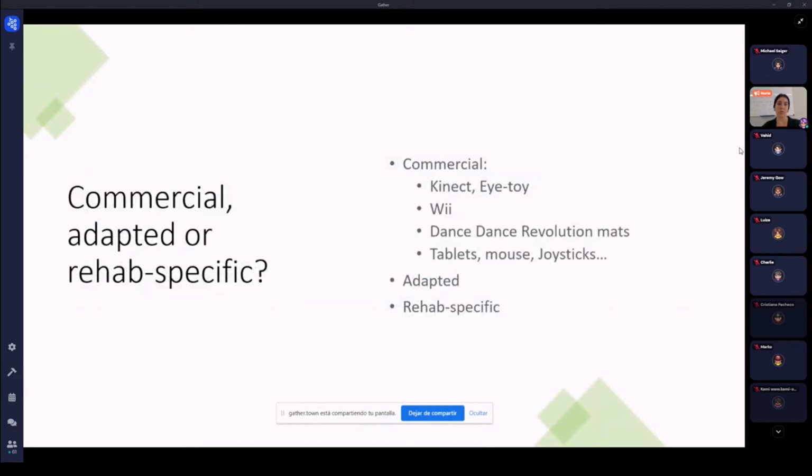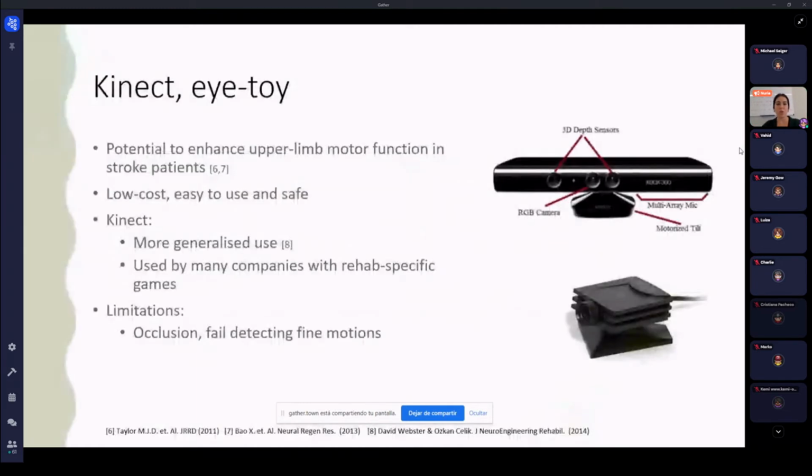So I just wanted to go over some of the most mentioned commercial systems. First, with regards to the vision systems, Kinect and iToy have both been used and have shown potential to enhance upper limb motor function, at least in stroke patients. They are low cost, easy to use, and safe. Kinect is the most widely used. It's actually used by many companies with rehab-specific games. And of course, these systems have the limitations that vision systems have.